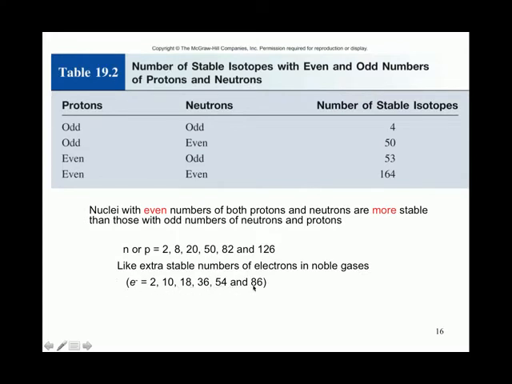And these numbers here, as I mentioned in the slide, these are the numbers that seem to confer stability on the noble gases. These are the number of electrons, and we see those same numbers for the number of protons. So again, these are magic numbers.